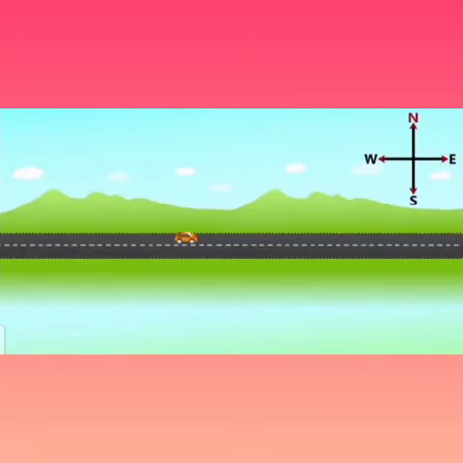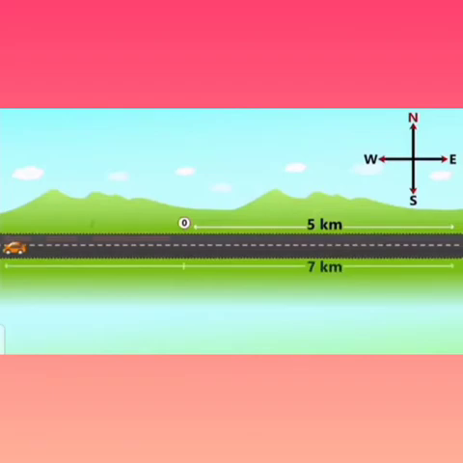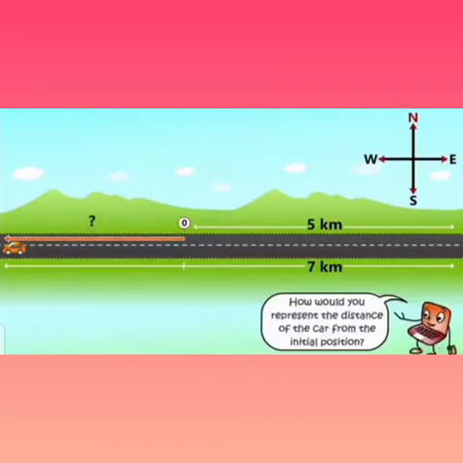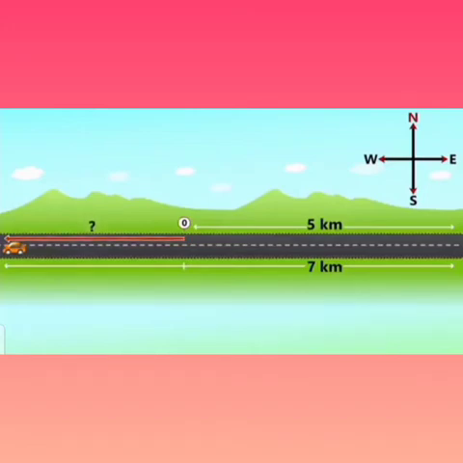The car starts from its initial position, which we mark as 0. The car travels east 5 kilometers and then travels west 7 kilometers. The car went forward and then moved in the opposite direction. How would you represent the distance of the car from the initial position?